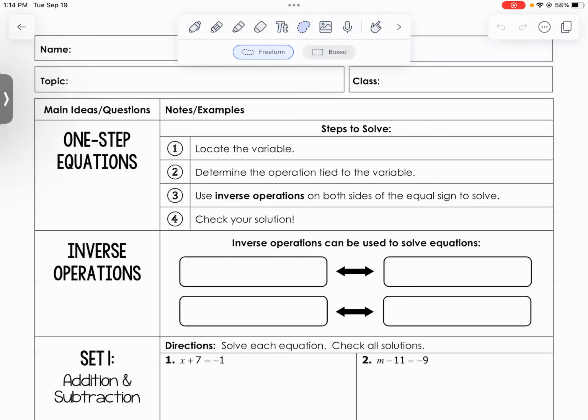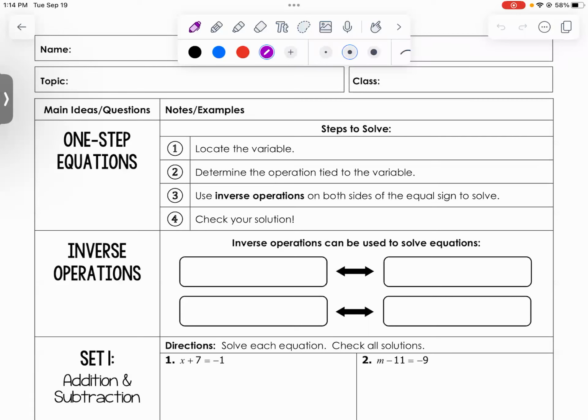Okay. We are going to solve equations. And this week, we're only working on one step. However, it's going to lead to more. So the first thing we're going to have to do is locate the variable.